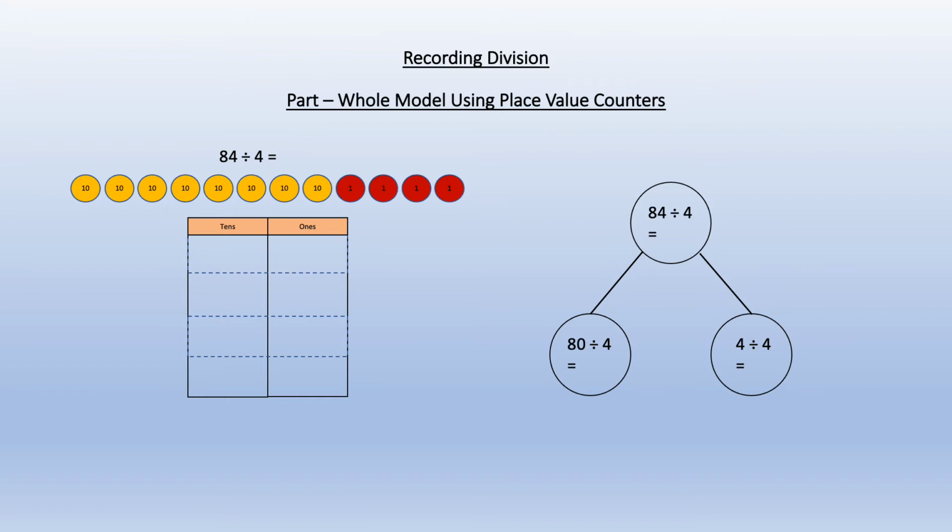Then using my whole part model diagram, I can draw 2 circles coming off the original circle to show the partitioning and divide each of the tens and units by 4. My grid can be divided into 4 rows, as this is what I'm going to divide the counters up in. So I put 1 yellow tens counter in the first row, and the second yellow tens counter in the second tens row, and the third yellow tens in the third tens row, and continue putting them in until they have all been used.